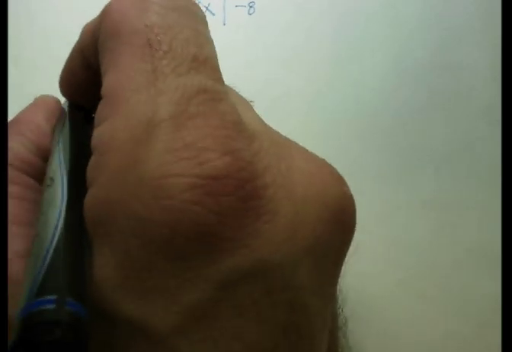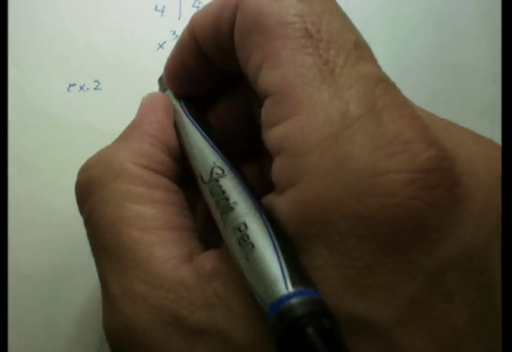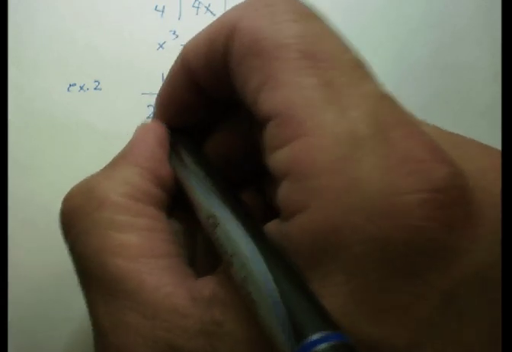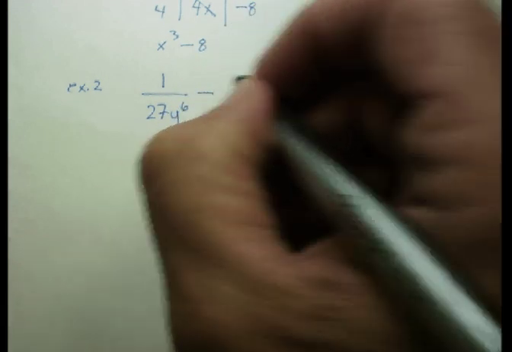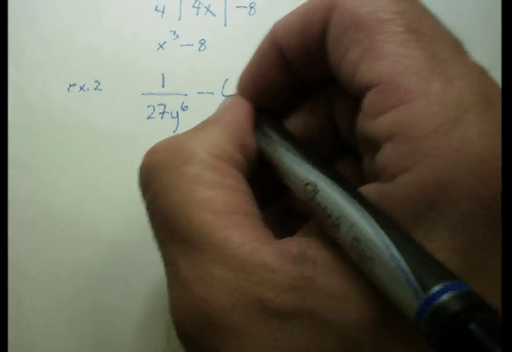Okay, let me try another one for you to show you how complicated these can get. We'll call this example 2. Let's say 1 over 27y to the 6th minus, let's see here, how about 64?